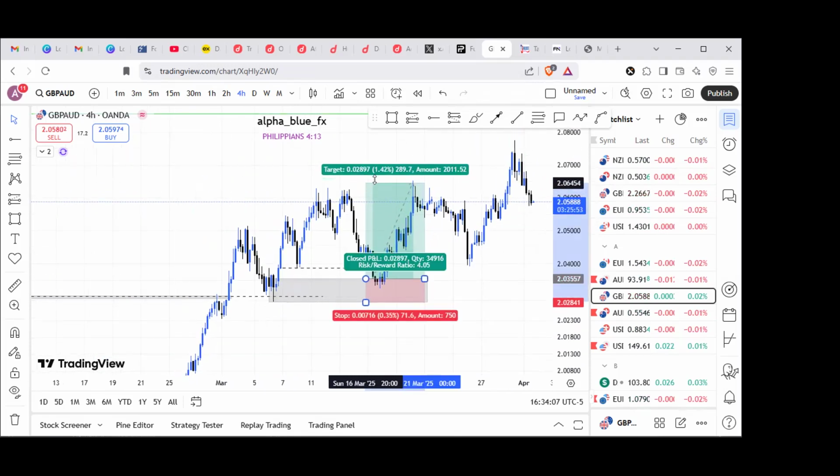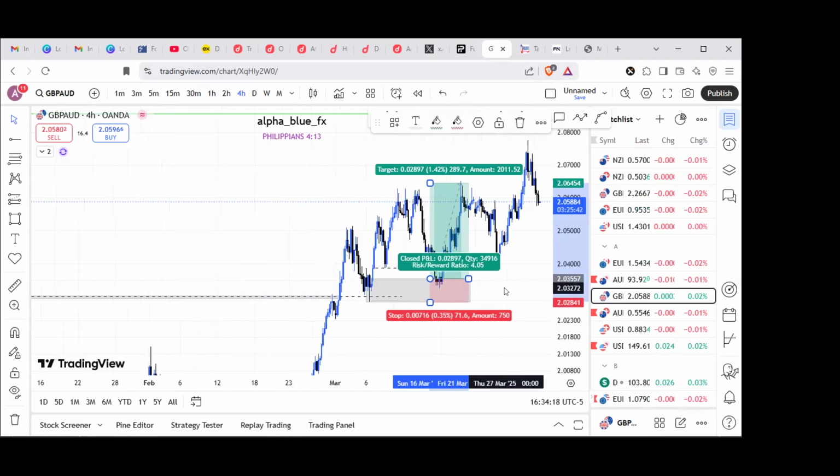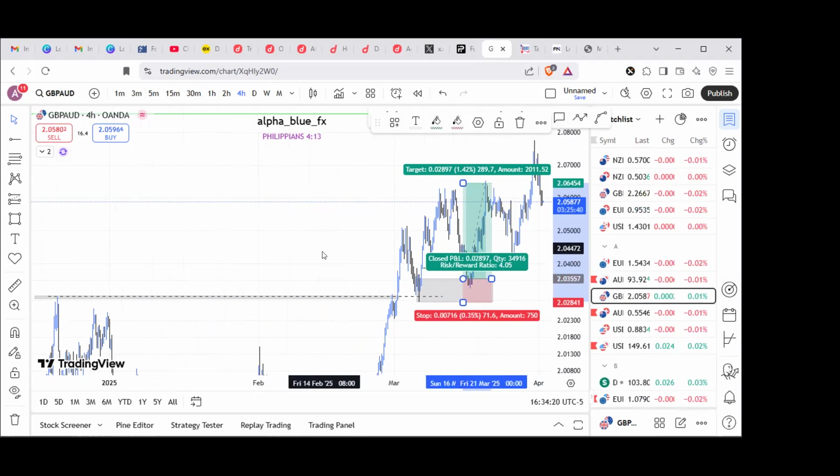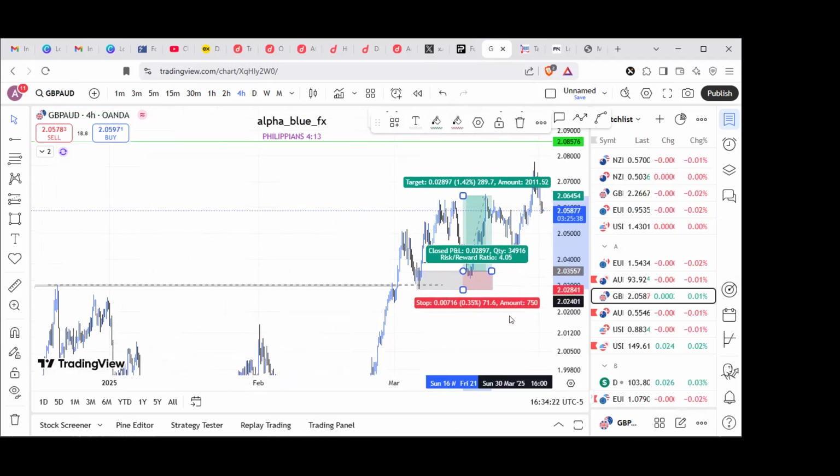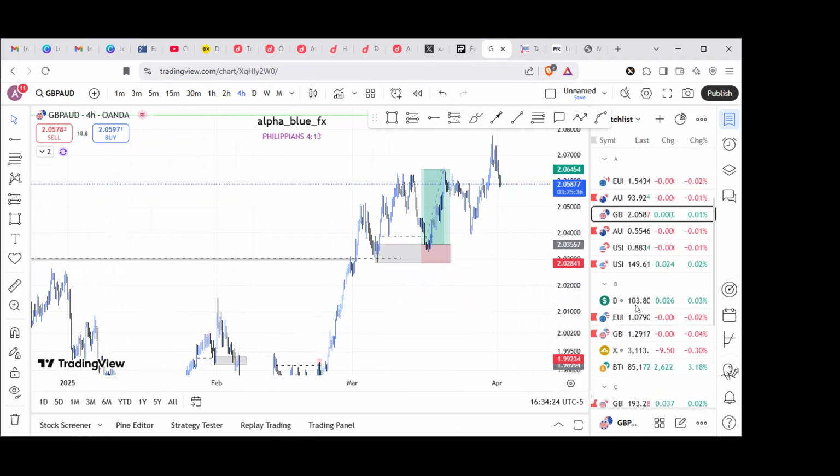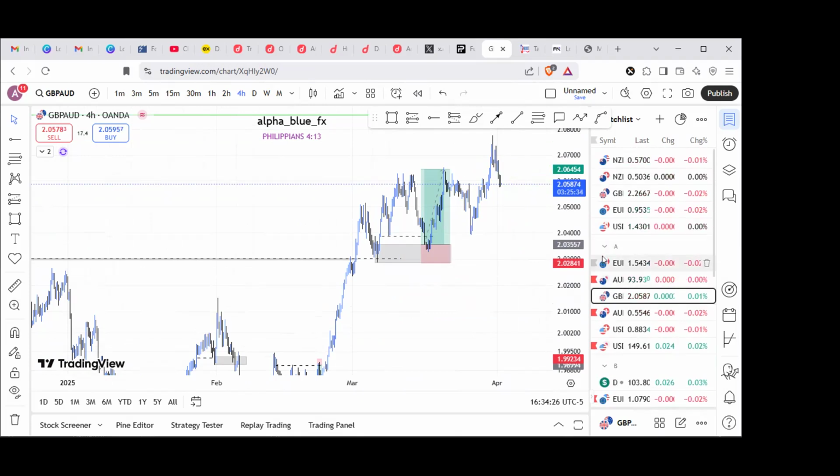If you had risked 1% of your account, you would have made 4% on this simple trade that took just 2 days to complete. So guys, this is the beauty of the strategy. I will still be making more videos. The more examples I see, the more videos I make for you.